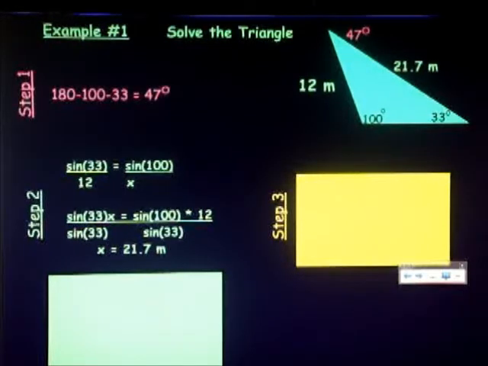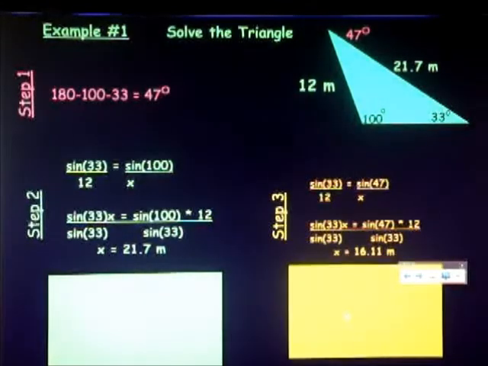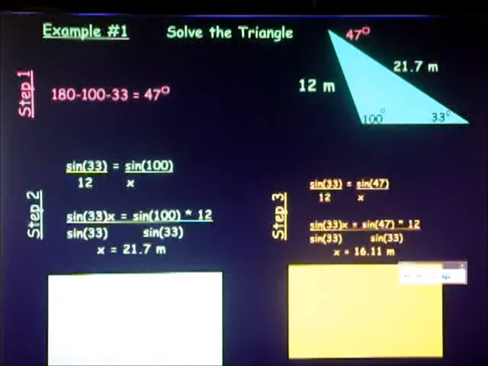Now in step 3, we need to find the third missing side. With the third missing side, you have a couple options. But remember our discussions about rounding. Every time we round, it makes our answer a little less accurate. So in this case, I want to start with what we knew, which was the sine of 33 over 12, is equal to the sine of 47 over x. What's nice about this is we didn't have to round for the angle, so we're in good shape.